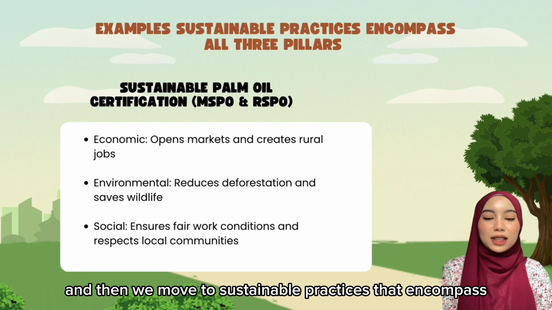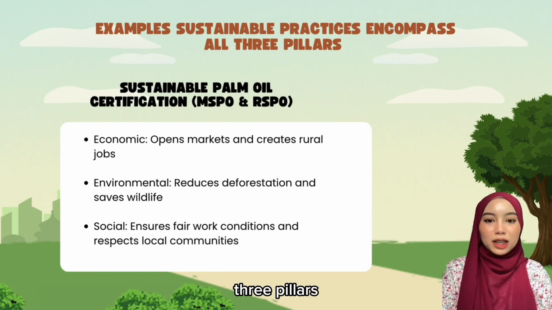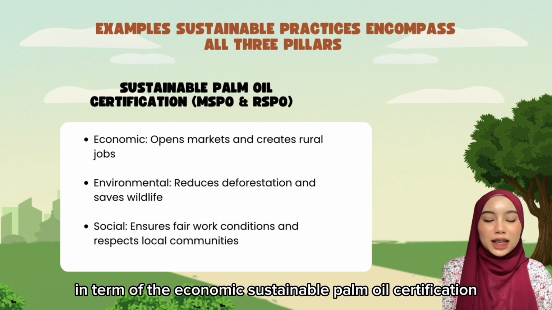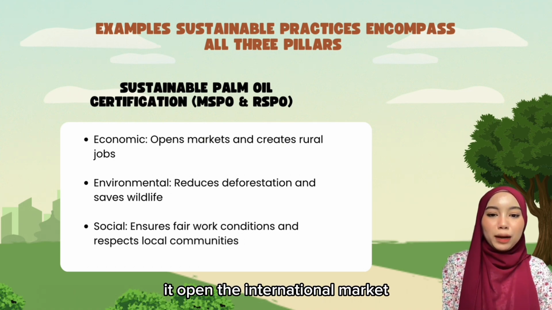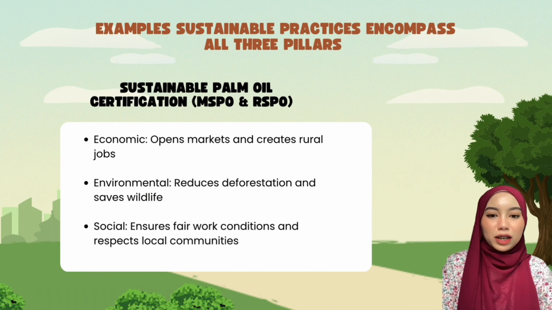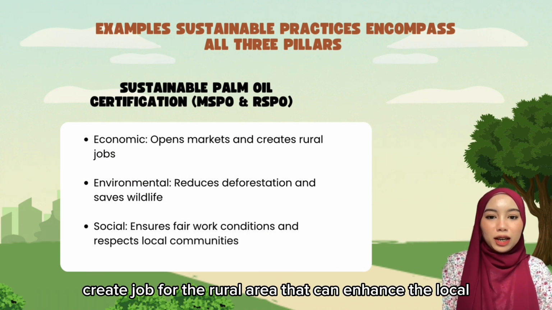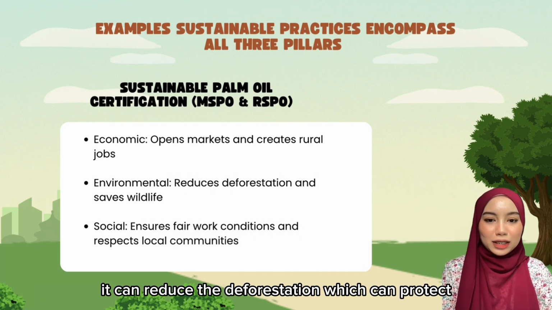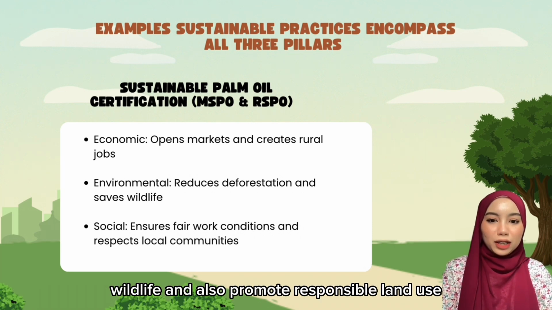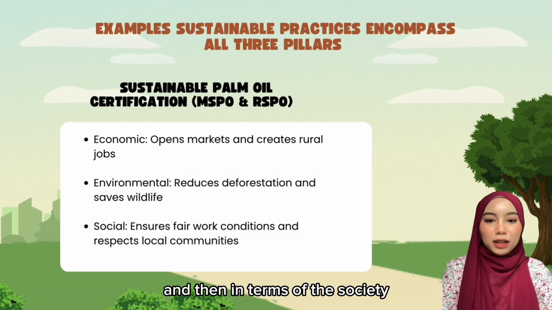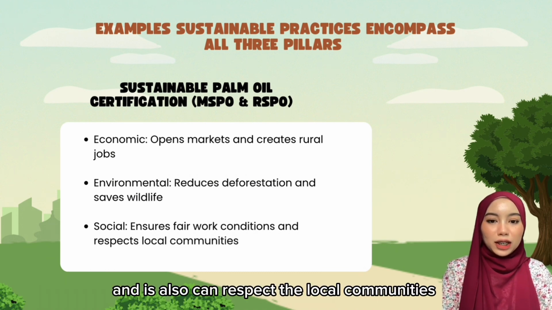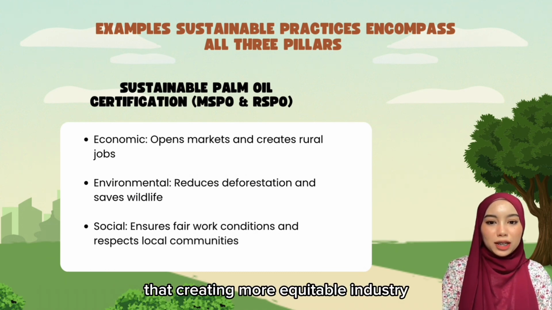And then we move to the sustainable practices that encompass the three pillars. For example, sustainable palm oil certification. In terms of the economy, sustainable palm oil certification opens the international market and also creates jobs for rural areas that can enhance local economies. Then in terms of the environment, it can reduce deforestation, which can protect wildlife and also promote responsible land use. And then in terms of society, the certification can ensure fair working conditions, and it can also respect local communities, creating a more equitable industry.